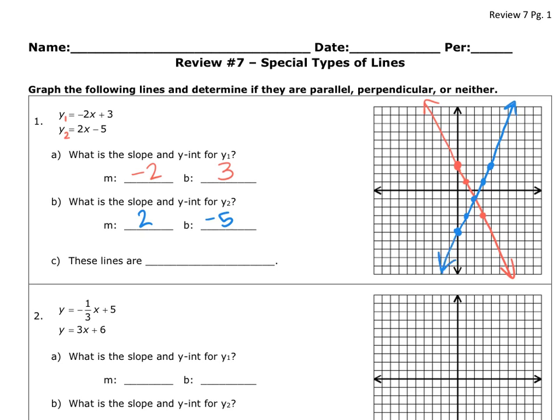Now these lines cross, so I know they cannot be parallel. If they were perpendicular, then their slopes would be completely the opposite and they would cross at a T, but these cross at an X, which does not make 90-degree angles, so these lines are neither. They are not parallel or perpendicular.